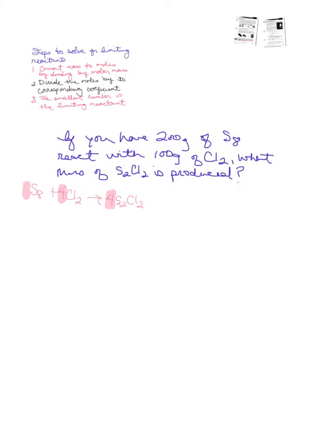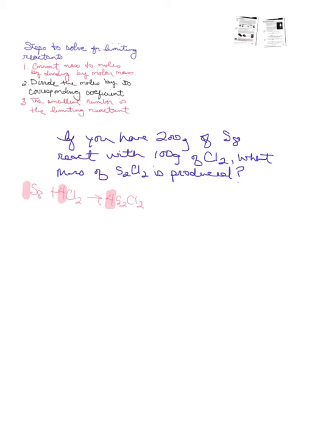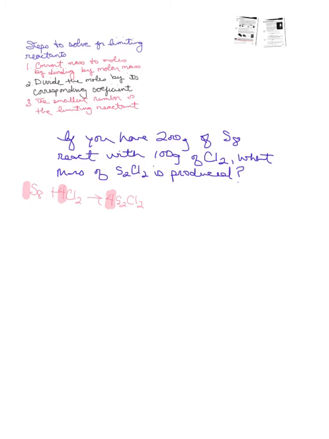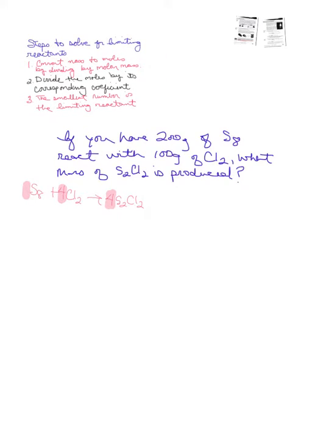If you have 200 grams of S8 react with 100 grams of Cl2, what mass of disulfur dichloride is produced? Okay. So we're going to look at our steps real quick. Convert mass to moles by dividing by the molar mass.